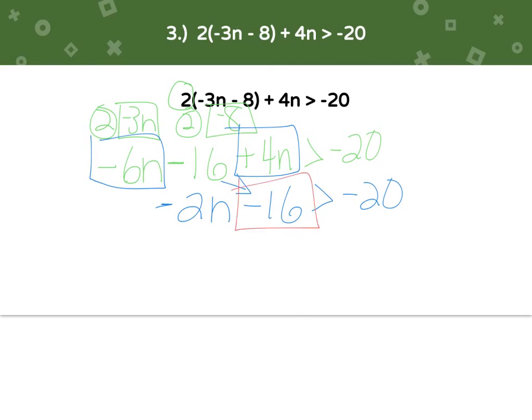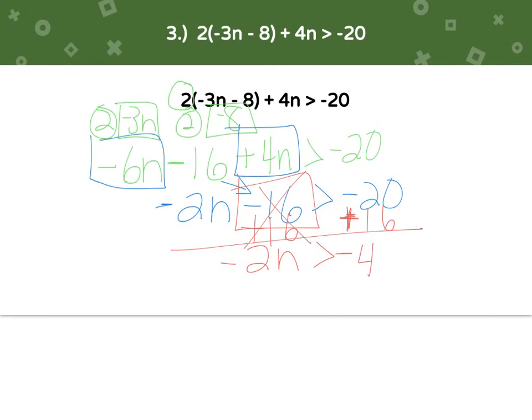Now you undo the minus 16 by adding 16. That cancels out the minus 16 and leaves you with negative 2n is greater than. Then you have a negative 20 and a positive 16. They're different signs, so you subtract. 20 minus 16 is 4, and 20 is the bigger number, so you keep the negative sign.